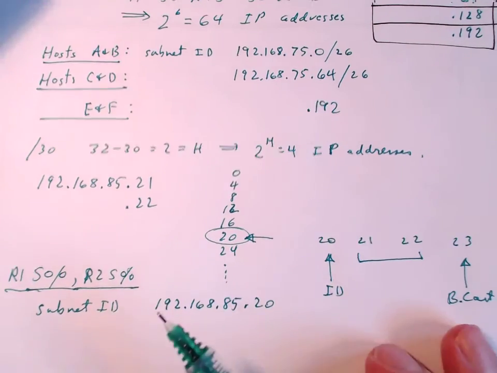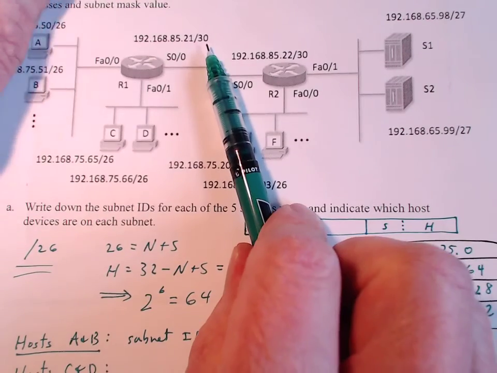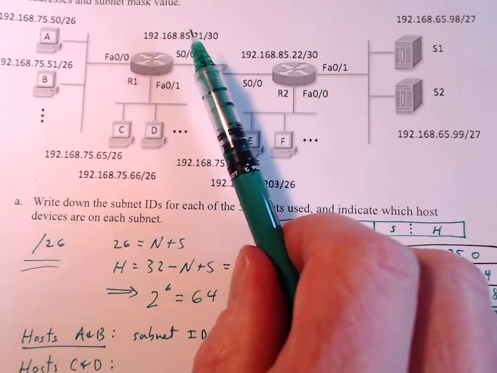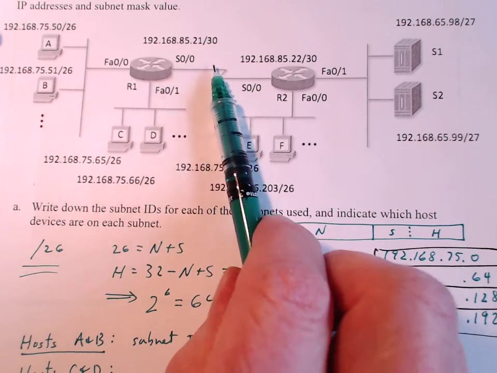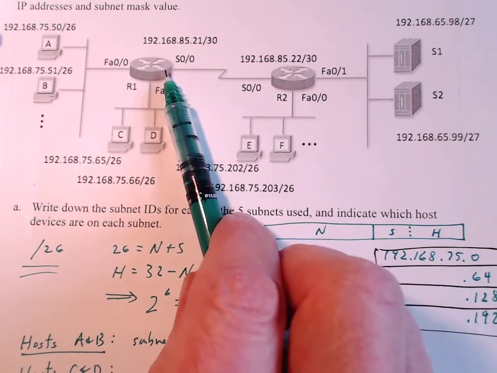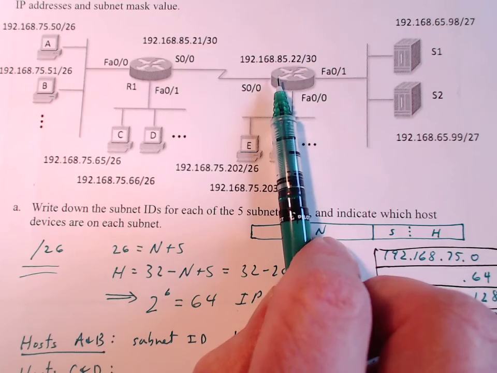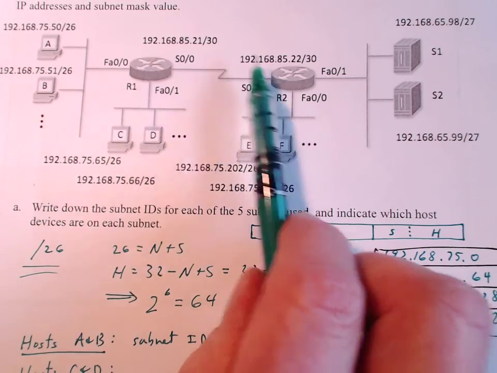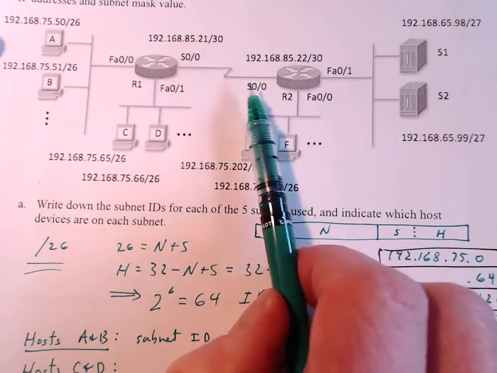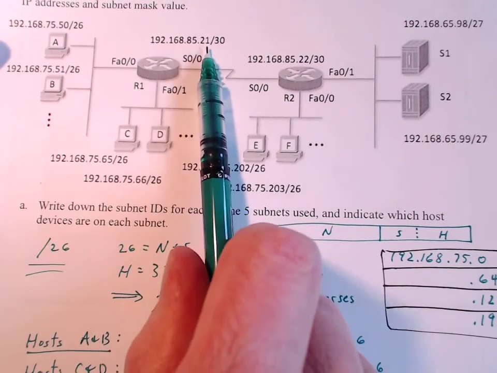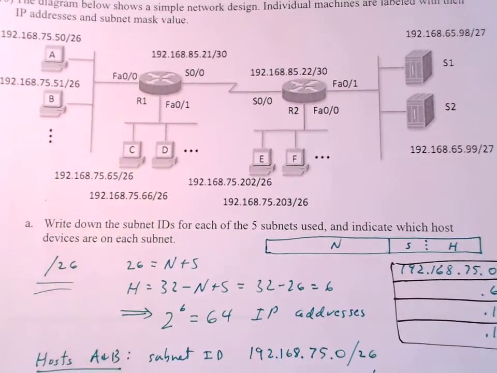A /30 is commonly used for this type of connection because this is a serial link that is a WAN connection, something like a T1 or a T3 line between 2 router interfaces. So we only need 2 IP addresses there, and a /30 is useful for that.